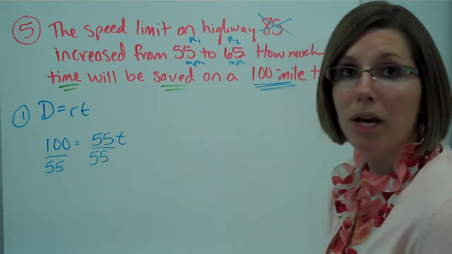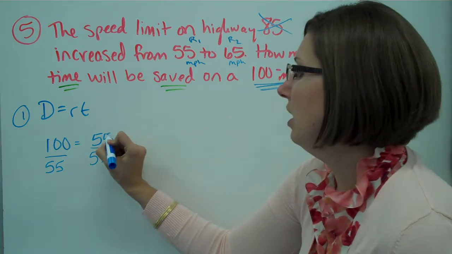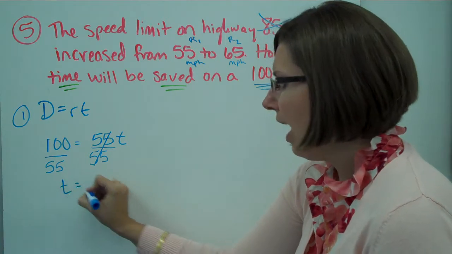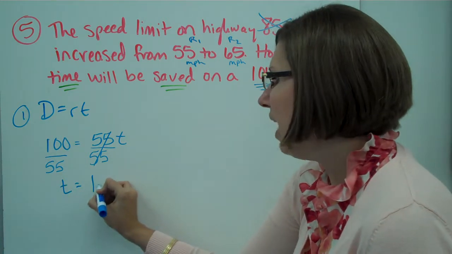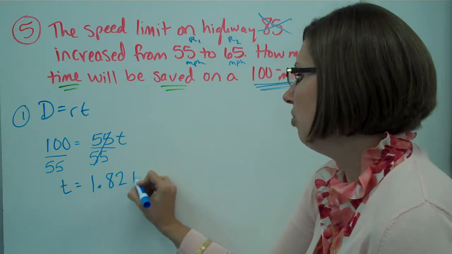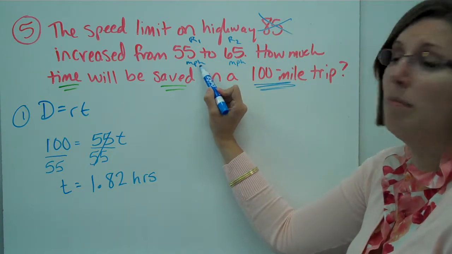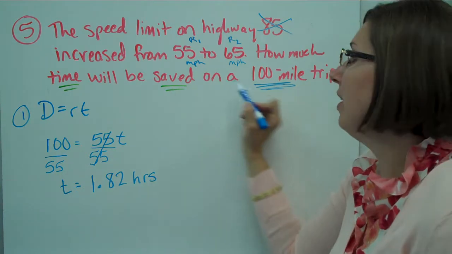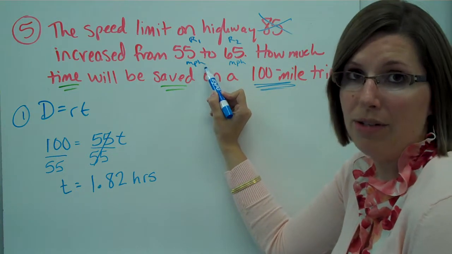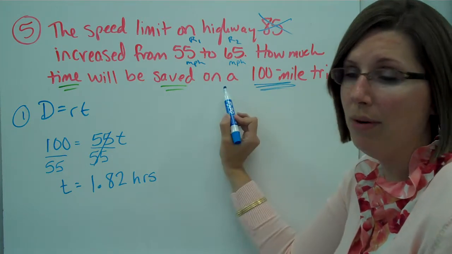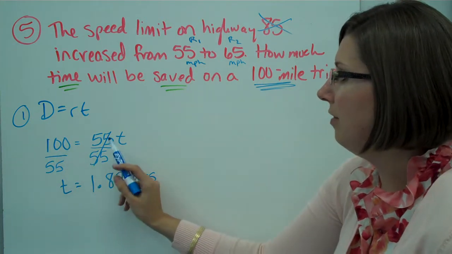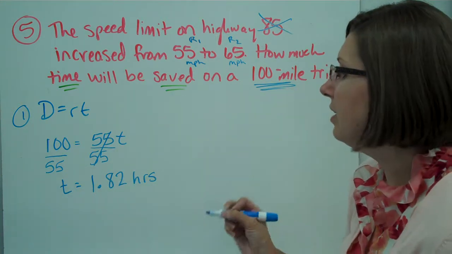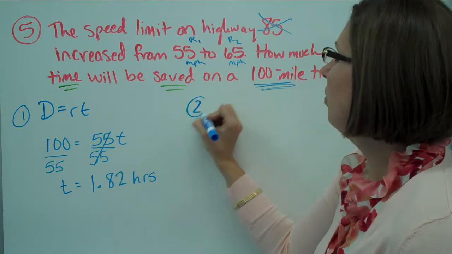At this point, I would pick up my calculator and type in 100 divided by 55. And that would tell me T is equal to about 1.82 hours. Because if this is in miles per hour, and we've gone 100 miles, the only unit left is hours. Miles for every hour. I've used miles. I've used miles per hour. So this is hours left over. That's situation 1.